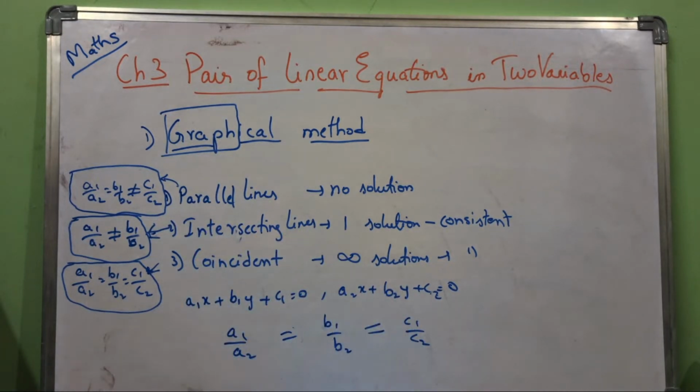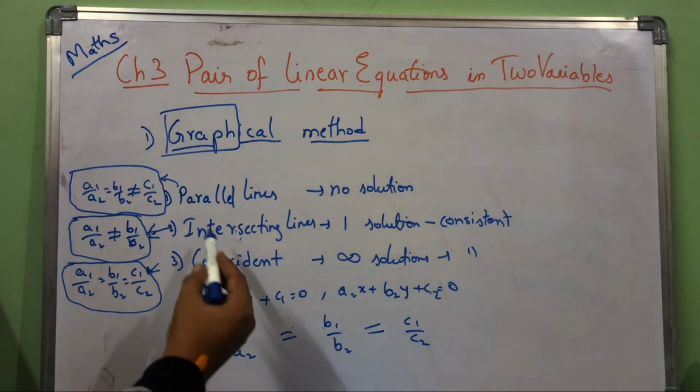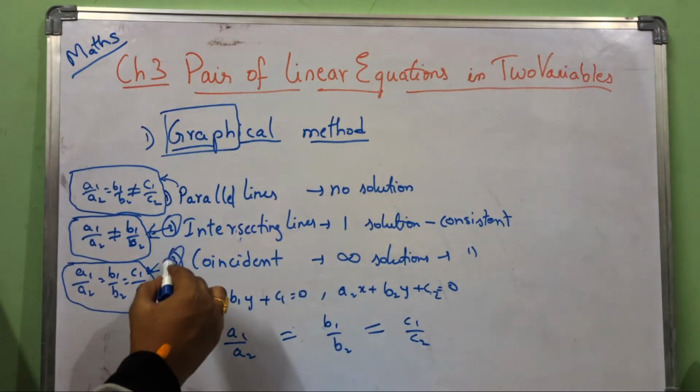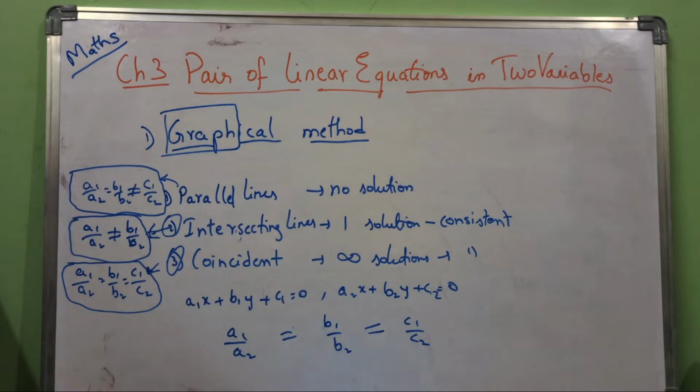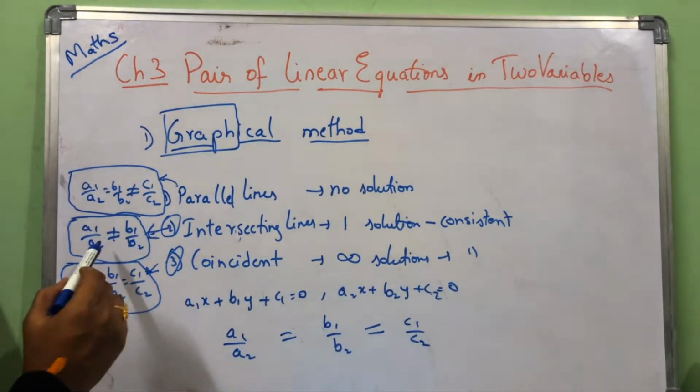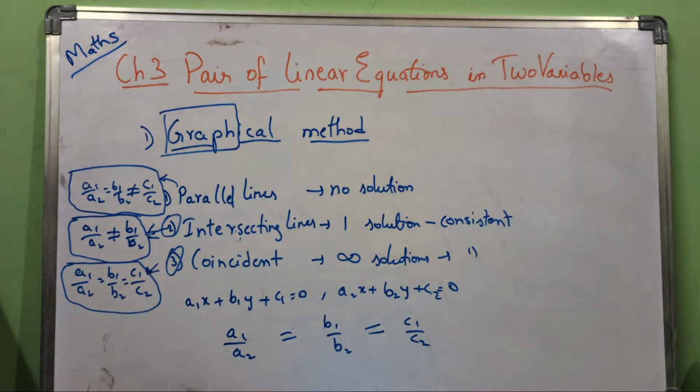So if they ask to solve the equation using graphical method or other methods, first check whether it is intersecting lines or coincident lines. If it is coincident lines, you can directly say it is infinite solutions, so no need to solve it. And if it is intersecting lines, that is a1 by a2 is not equal to b1 by b2, we will solve using the method. If it is parallel lines, there is no need to solve, directly say that these 2 lines are parallel, so we can say there is no solution.